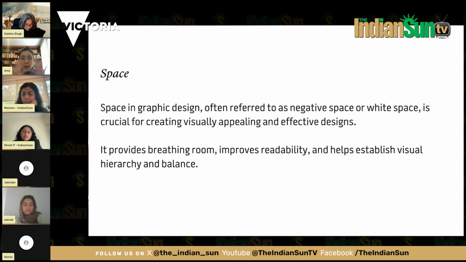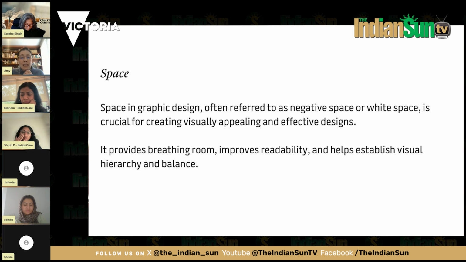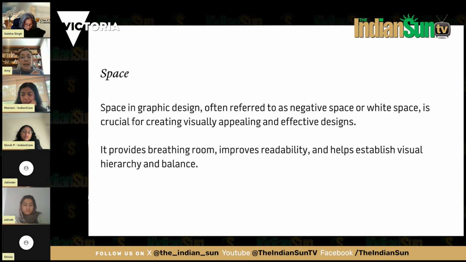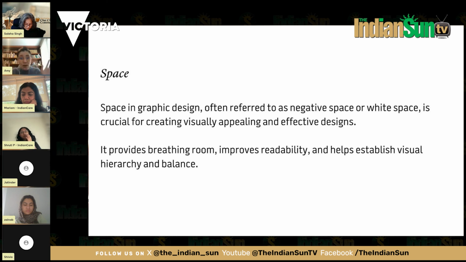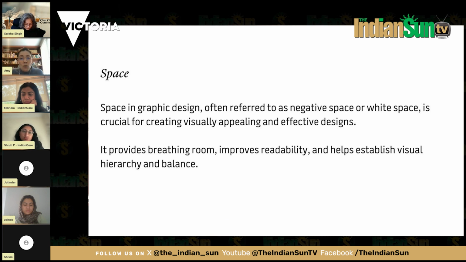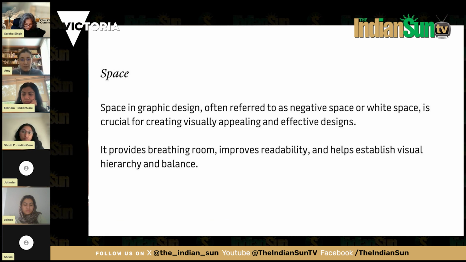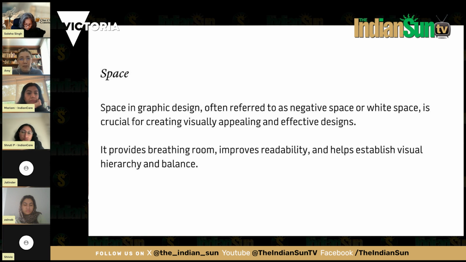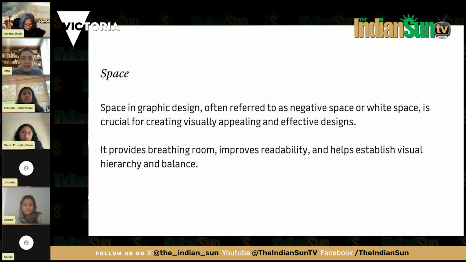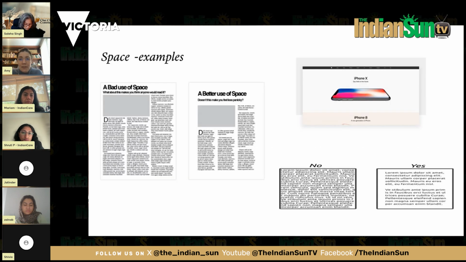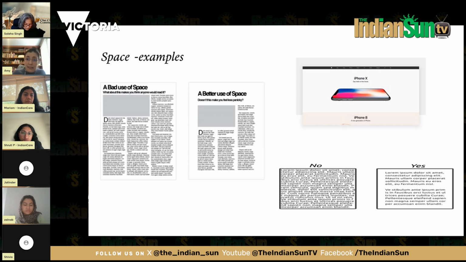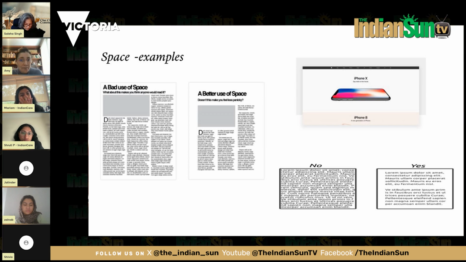Having that breathing room helps with legibility. It helps with creating that hierarchy, balance, and harmony in your design. It also means you're more likely to engage people, because it's not an overwhelming thing that they're looking at. Next page. Here are some examples of really heavy layout pieces with some space around them.